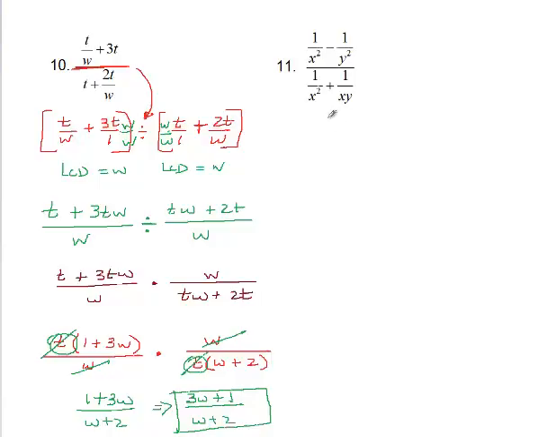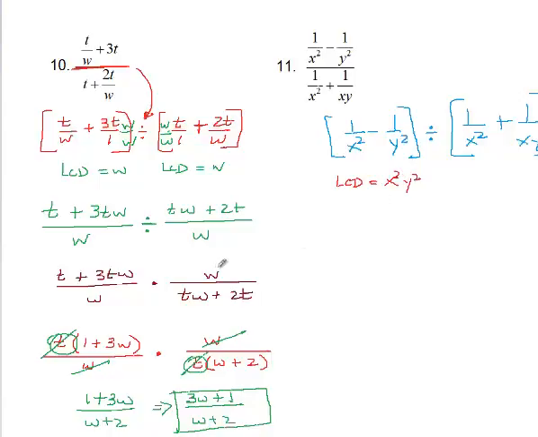So again, if I tackle 11, watch the first thing I'm doing. 1 over x squared minus 1 over y squared, divided by 1 over x squared plus 1 over xy. And again, choose your LCD for each one, simplify, and then because it's division, change to multiplication, and so on. So the LCD here is x squared y squared in the first one, isn't it?